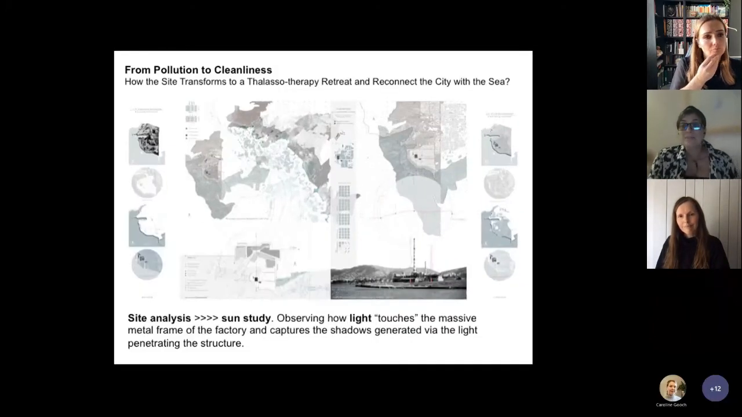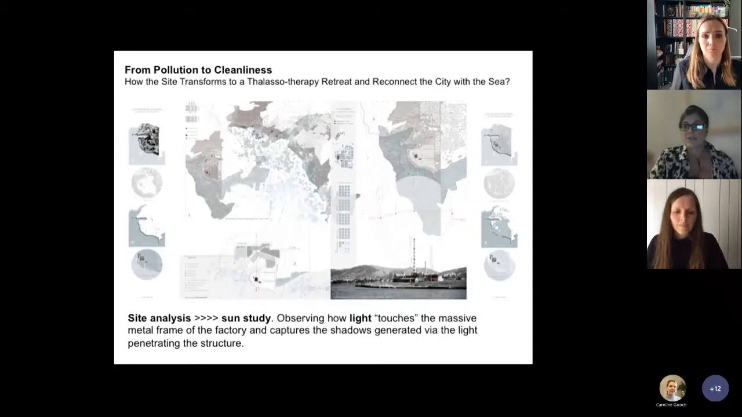So the rays of light going through this derelict structure created for her a transition element towards the sea. And you can probably see, I don't know if you can, but just on the image on the right, you can see how close the building sits to the sea. So her site analysis started with this sun study, and she began to observe how the light touches this massive metal frame of the factory and captured the shadows generated via the light penetrating the structure.